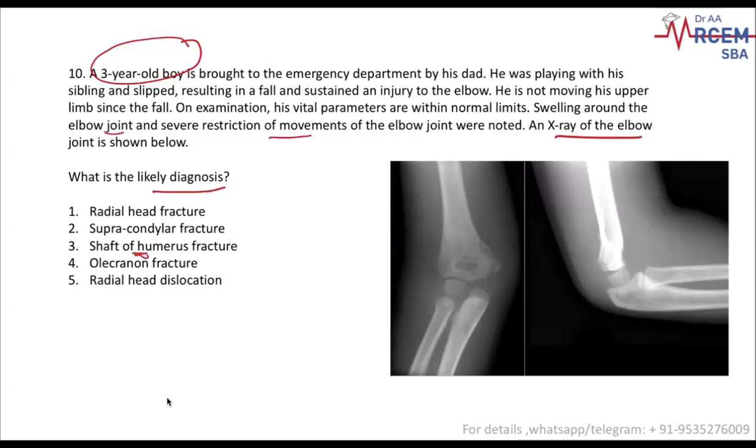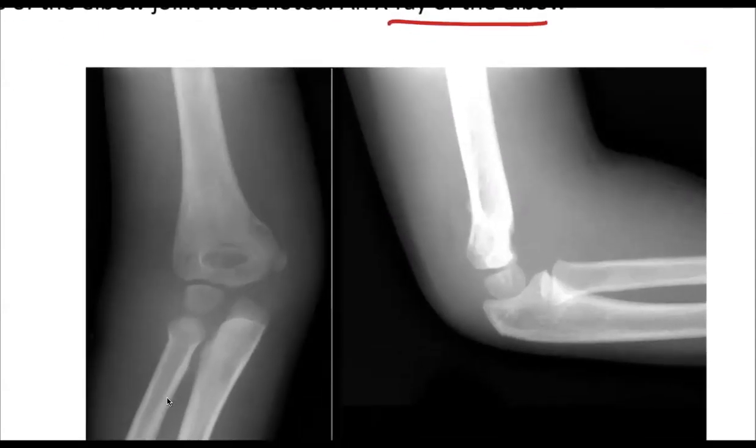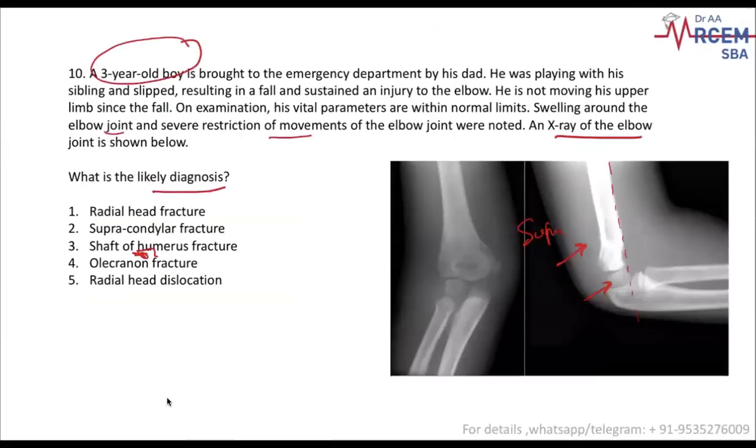So what is the likely diagnosis here? We cannot see any obvious fracture lines here. So whenever a kid has fallen down on an elbow and is not moving it, draw an anterior humeral line. When you draw an anterior humeral line, it is not bisecting the capitulum, which is suggestive of a supracondylar fracture. Along with it, if you look closely, there is a very slight amount of posterior fat pad sign also present, which altogether is suggestive of a supracondylar fracture. It's a type 1 supracondylar fracture.